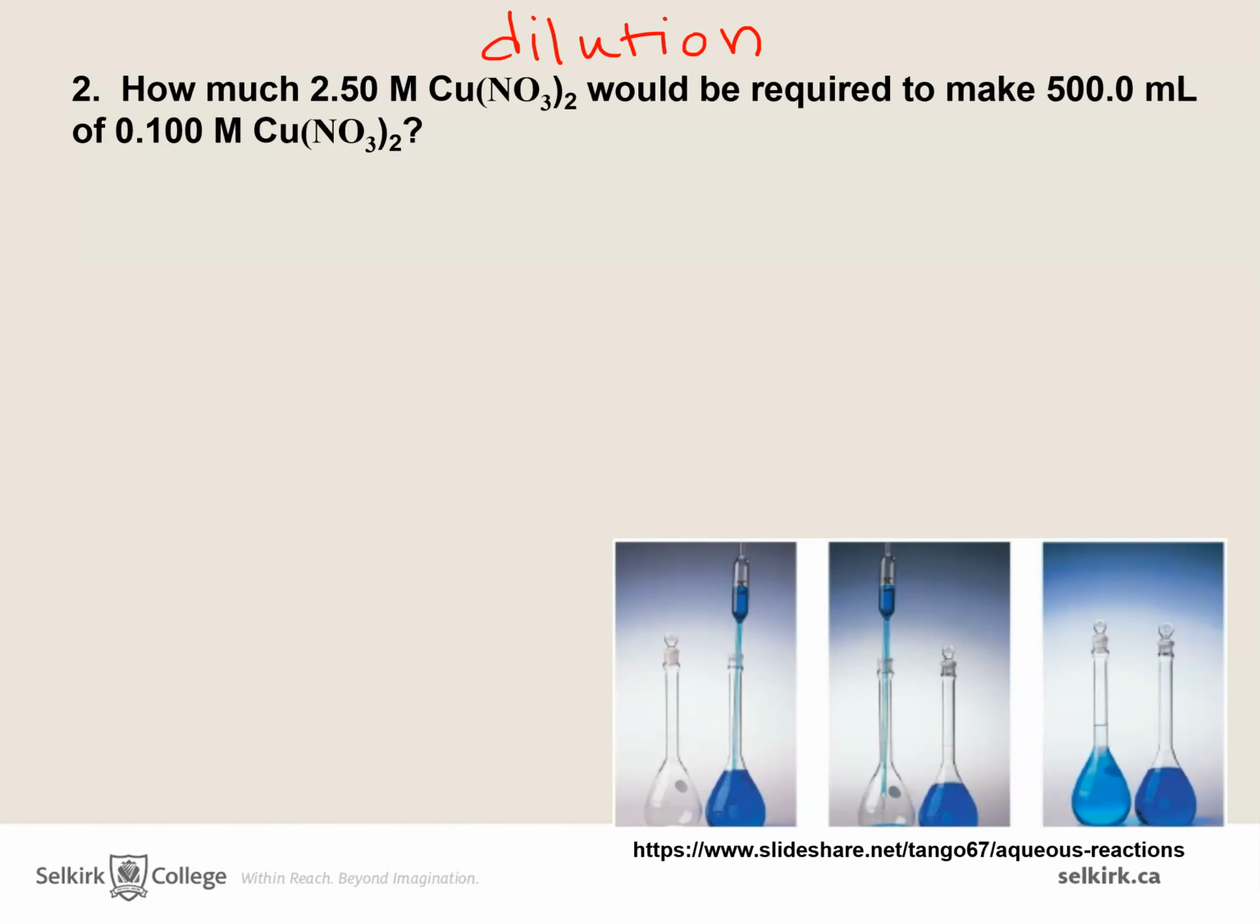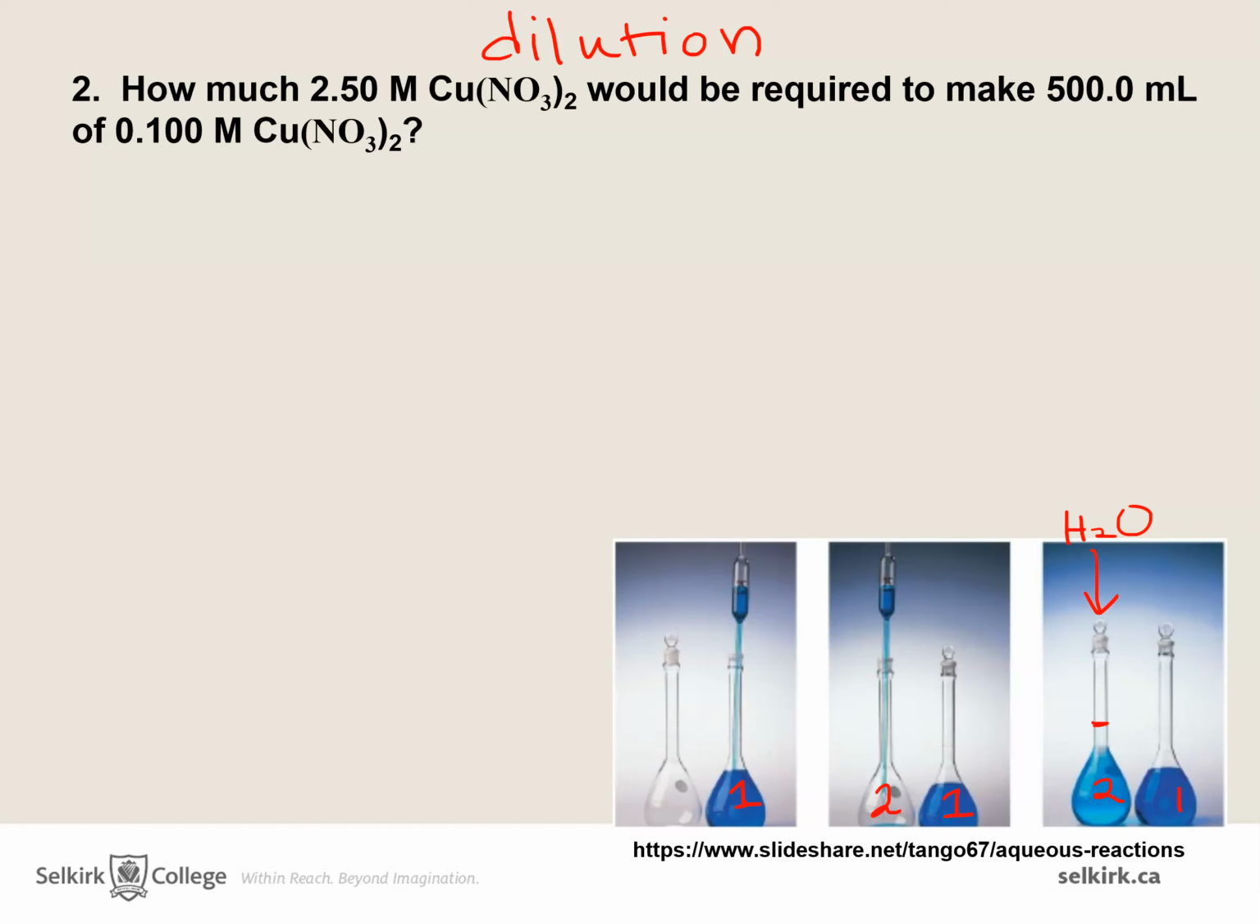There's a picture on the bottom that shows you how you would do this. So I've got an original solution, I'll call that solution number 1, of a high concentration. I transfer some of that into the second flask, but just some of it. And then I make it up to the mark with water. And you can see that my new solution, solution 2, is less concentrated than the original one because the color is lighter. So that's how we're going to do a dilution in the lab.